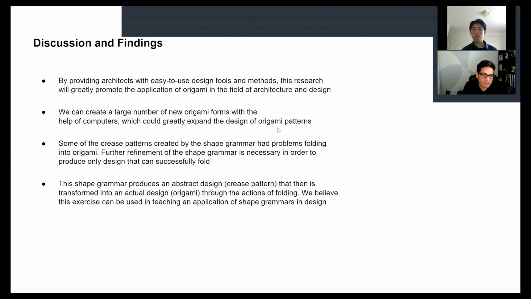We believe this exercise can be used in the teaching and application of shape grammars and design, as well as origami into design.